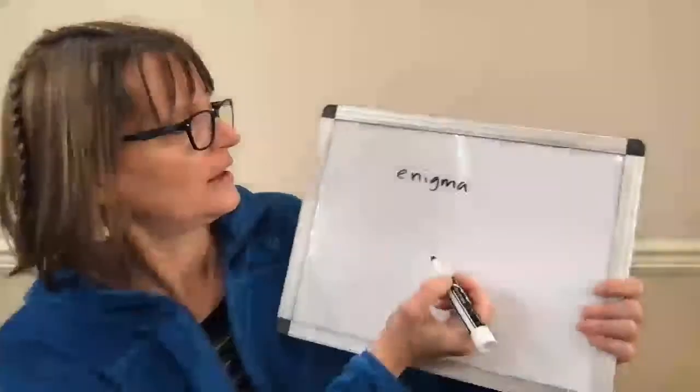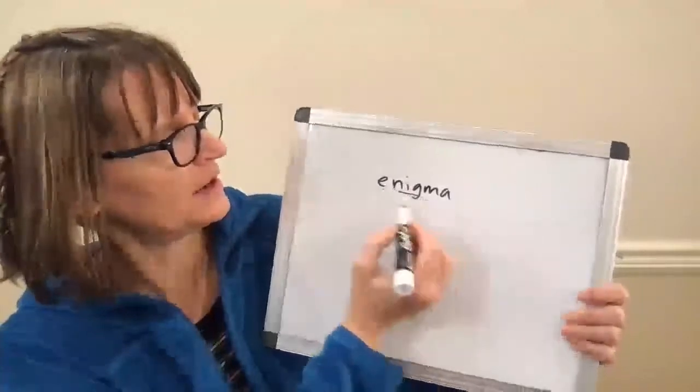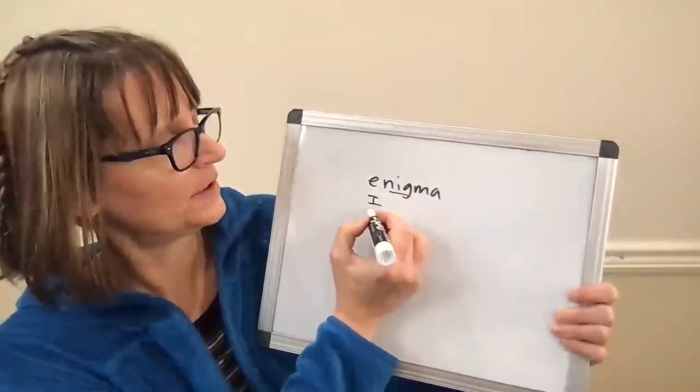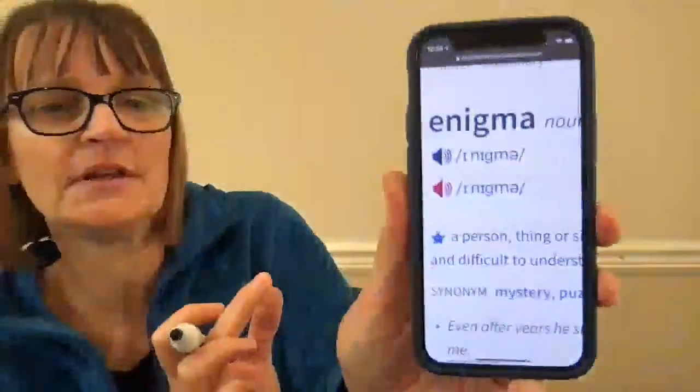So in enigma, we have second syllable stress. So we have the enigma. We're going to have either an I or an E here. Let's check the dictionary and see what they do. I would probably write that as an I because letter E is usually an I sound. Yeah, that's how they do it. Enigma.